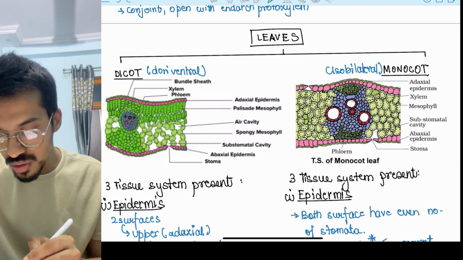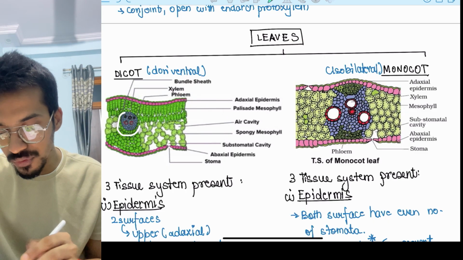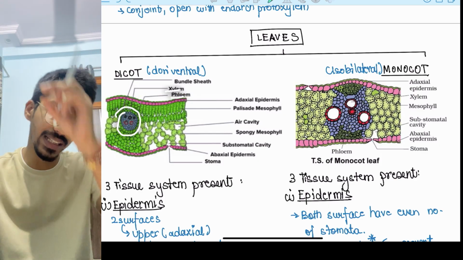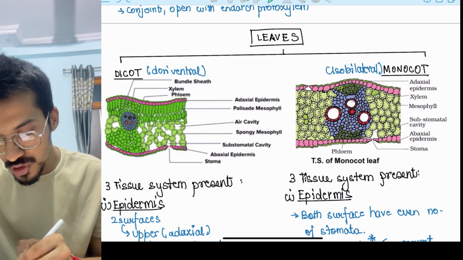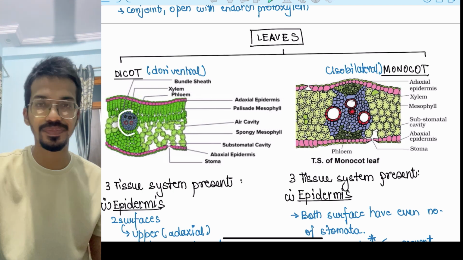Then this area, can you see that? This is the xylem phloem bundle present inside the bundle sheath cells. So there is a bundle sheath cell present around it.